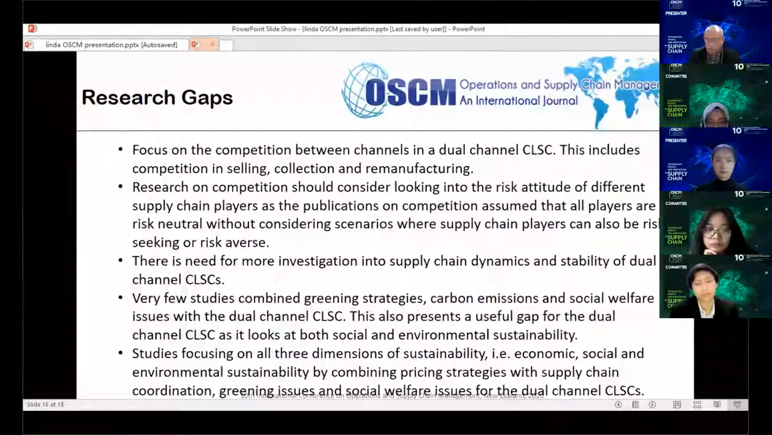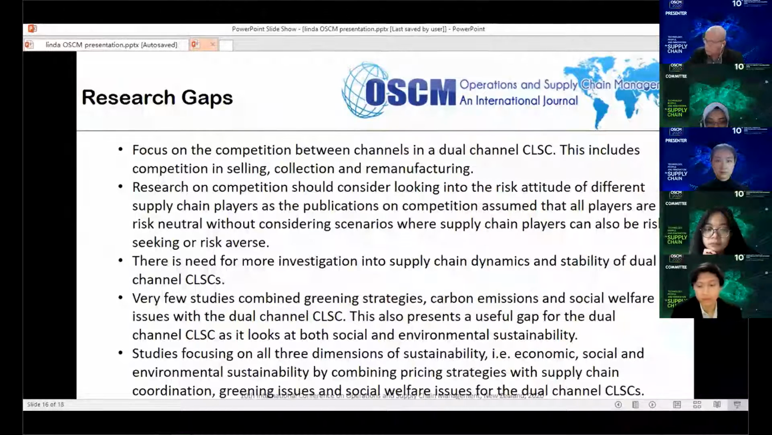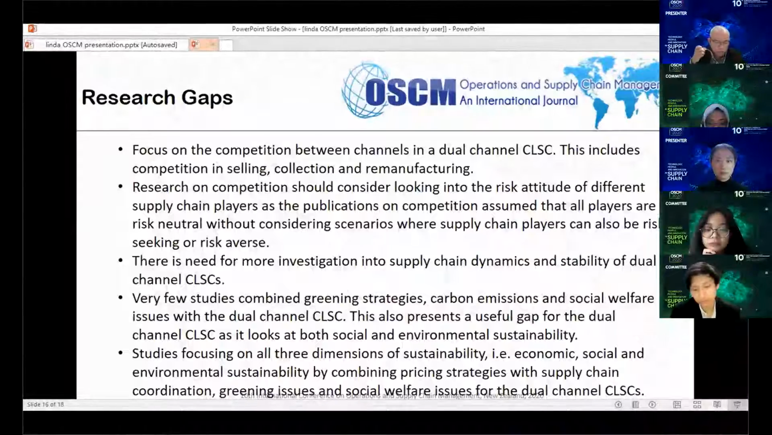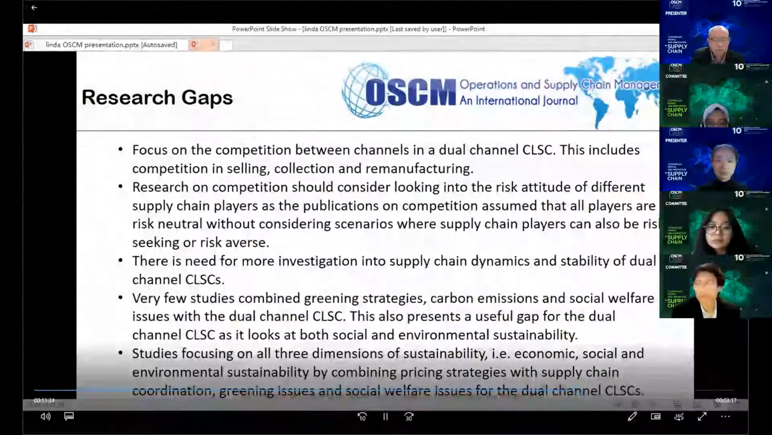So to define my results, I explained my results through the research gaps. I identified a lot of research gaps if you are holding my paper there, but I'm just going to summarize a few, the most general ones. As you can see, in most of the papers there was very little focus on the competition between channels in dual channel closed loop supply chains. This includes competition in selling, collection, and remanufacturing.